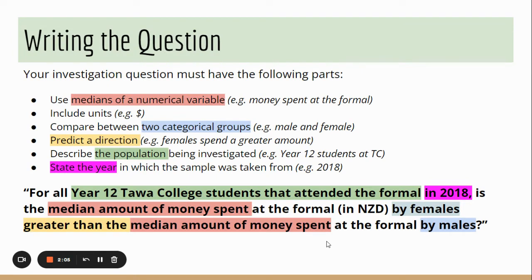So when writing the question, slightly different from last year, this is the question that we would write. So we need the medians of the numerical value, not just the numerical value. We must state the word median. We've got two categories. We need to predict a direction. We've got to mention the population and state the year. So in this particular one, I've got for all Year 12 Tawa College students that attended the formal in 2018, is the median amount of money spent at the formal in New Zealand dollars by females greater than the median amount of money spent at the formal by males. So everything that you could possibly think of is in that question.